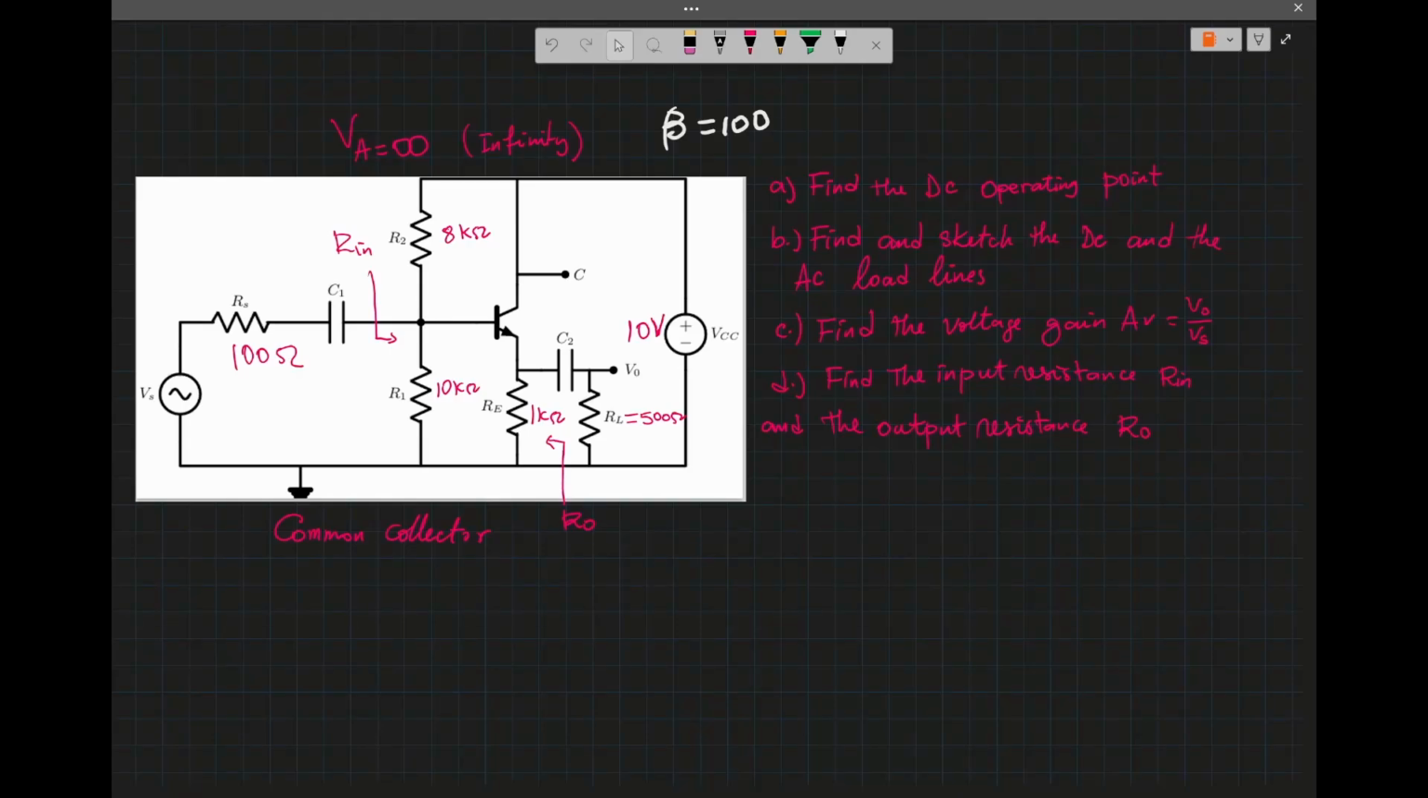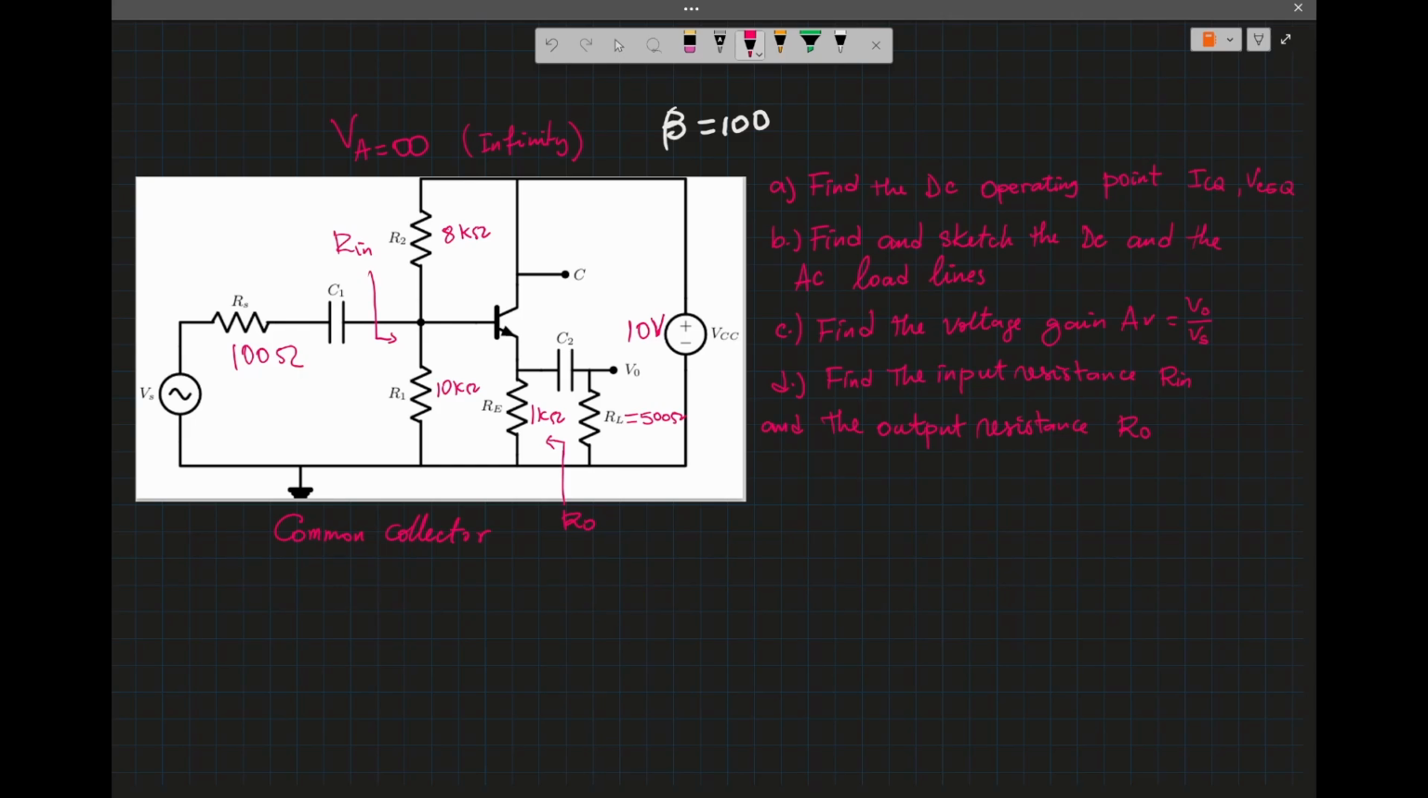In this video, we are going to answer a few questions. The first one is find the DC operating point, which is going to be the ICQ and VCEQ. We're going to find and sketch the DC and the AC load lines. We are also going to find the voltage gain, just the output voltage divided by the input voltage. And last, we are going to find the input impedance and the output impedance.